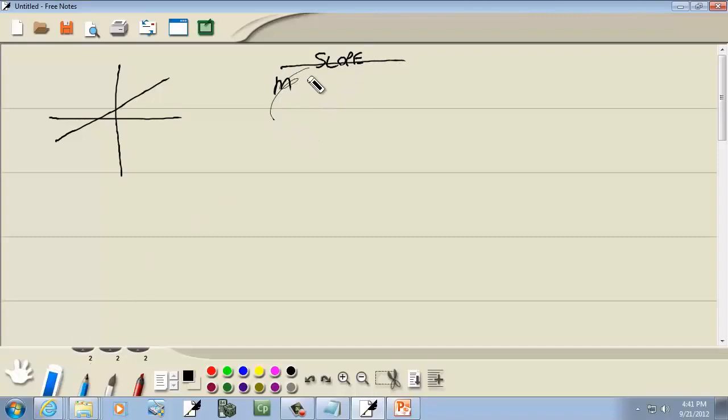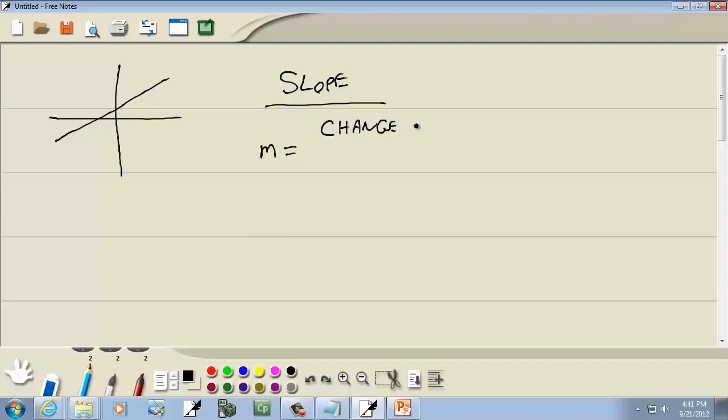Let me try to write that a little bit more legibly. Okay, there we go. And slope is represented by little m, and it's the change in y over a change in x.